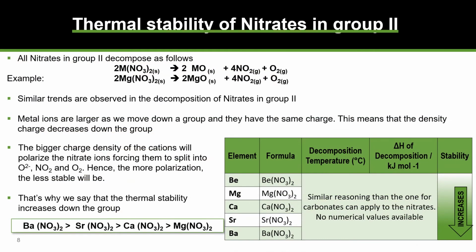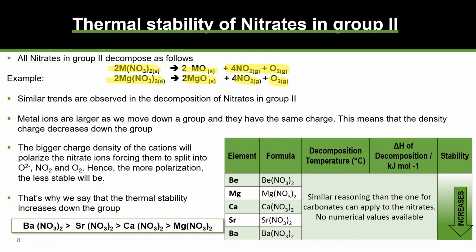The thermal stabilities of the nitrates in group 2 are very similar to the carbonates. The bigger the size of the cation, the more stable they will be. In general, we have a metal with a nitrate, in group 2 only. They are going to form the metal oxide, and decompose into nitrogen dioxide and oxygen. The example is magnesium nitrate, which is going to decompose into magnesium oxide, nitrogen dioxide and oxygen gas.